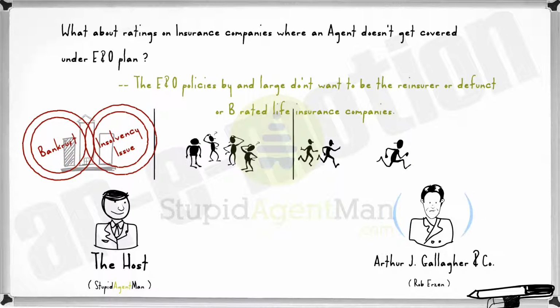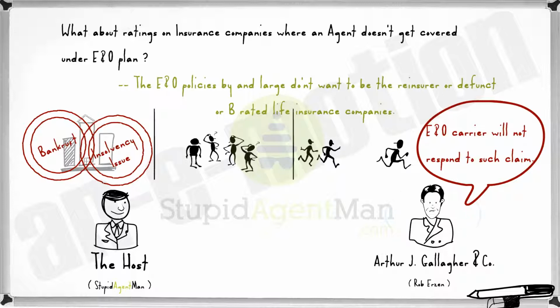So agents should be aware, and it's important to understand that if a life insurance company does go insolvent, their E&O carrier may not respond to their claim. But that doesn't necessarily apply to anything else that a claim may allege.